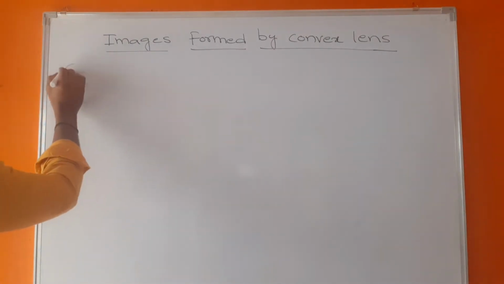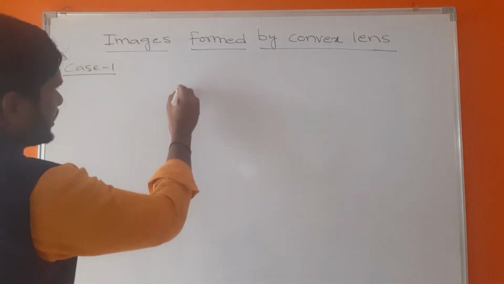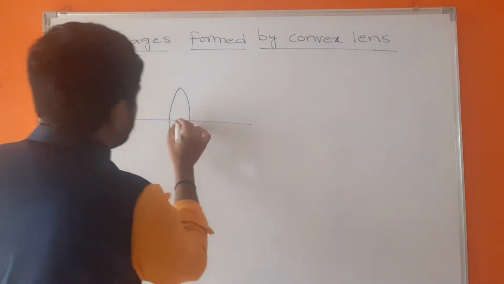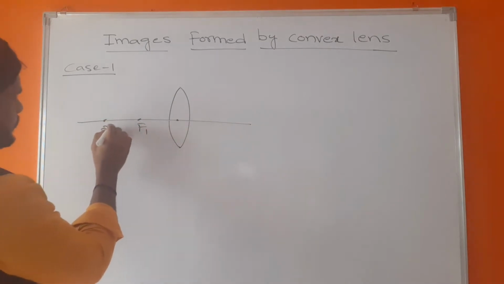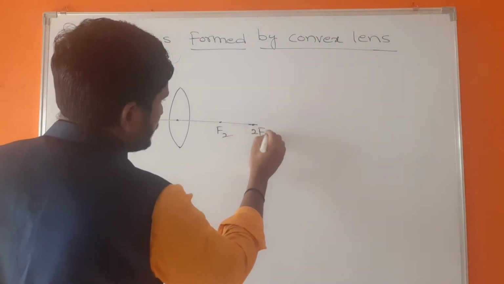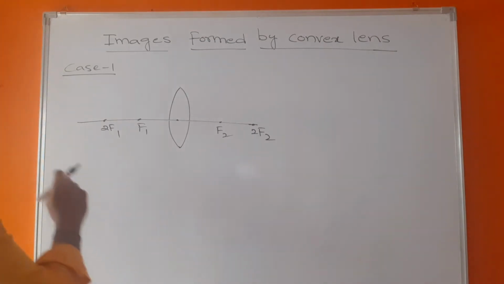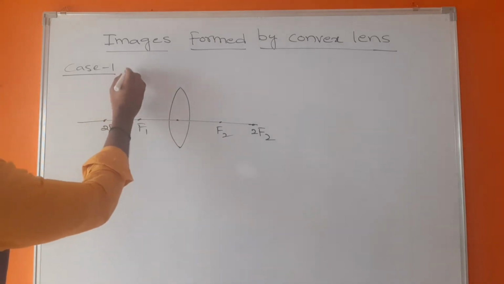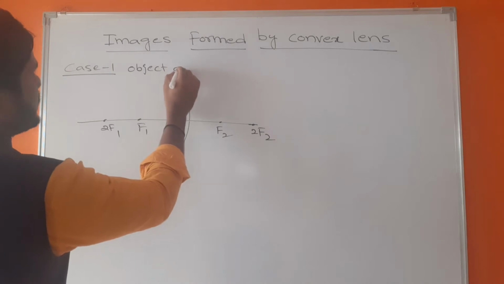So coming to case 1. In this case 1 we place the object at infinity. This is a biconvex lens having foci F1 to F1, F2 to F2, which means the plural form of focus. So here, in case 1, the object lies at infinity.